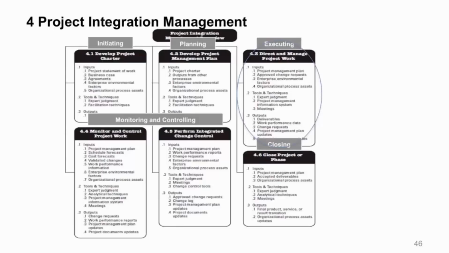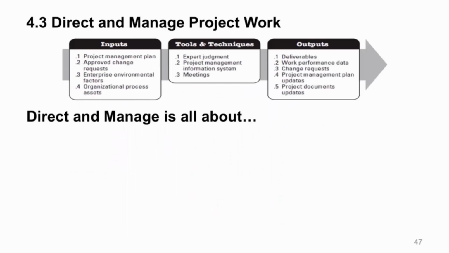Okay, let's get into the executing process group of project integration management. And we have one process in there, which is 4.3, direct and manage project work. This is where we actually build the deliverable according to our project management plan and any approved change requests that come through, which are in fact also a part of then the project management plan. So let's look at that.